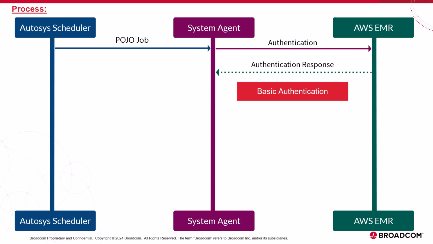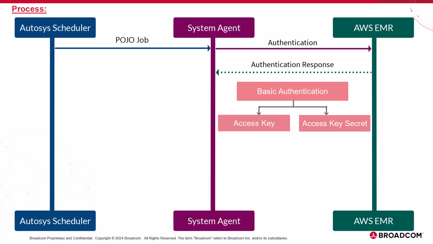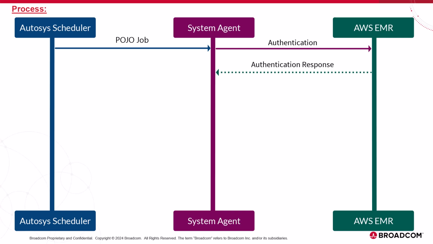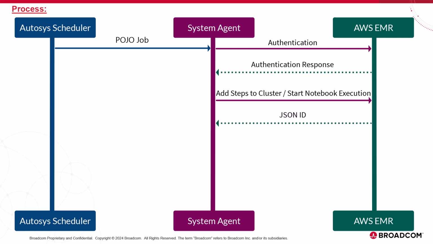properties. In this video, we are using basic authentication, which uses a combination of an access key and an access key secret. Once authenticated, the agent submits the job to the AWS EMR server as a post request. The AWS EMR server identifies and executes the matching job. The job execution returns a JSON response which contains the execution details.